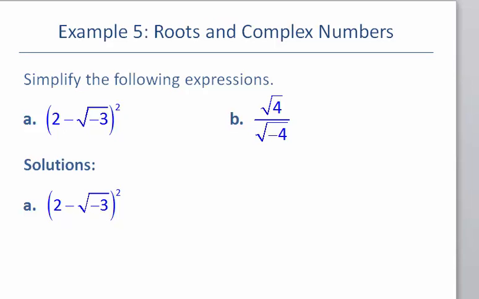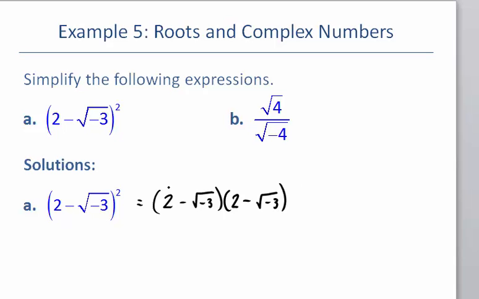All right, so let's look at two other examples. The first one is 2 minus the square root of negative 3, and that quantity is squared. So let's look at what that's going to be as we multiply it out. We are going to write that down twice so that we can see the terms more clearly. So I'm going to write down 2 minus the square root of negative 3 times 2 minus the square root of negative 3. And then we're going to FOIL that out.